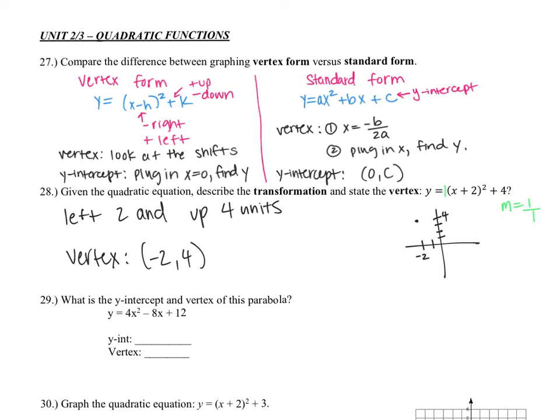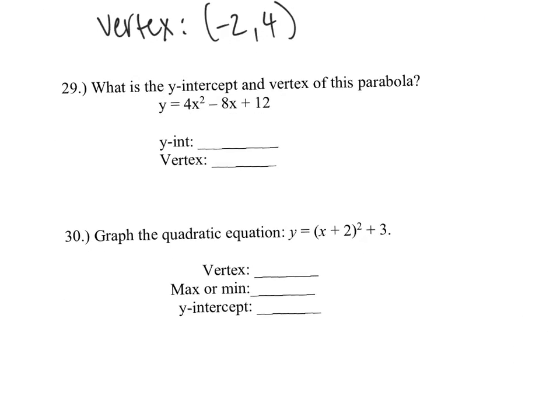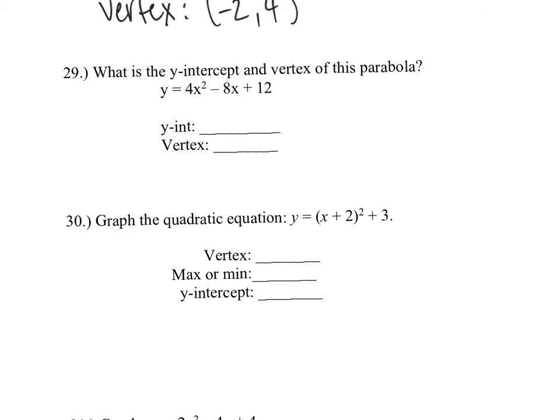So if I were to extend this to 5, go up 1 over 1, and then up 1 over 1, connect the dots to draw my parabola. And that would be my parabola. But it doesn't ask me to graph here, but just so you guys practice a little bit of graphing.